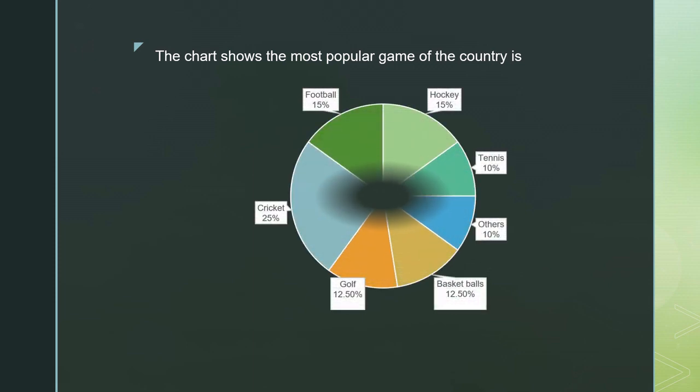Our next question is, the chart shows the most popular game of the country is. So here is the pie chart. Cricket is 25%, football is 15%, hockey is 15%, tennis 10%, others 10%, and basketball 12.50%, and golf is 12.50%.